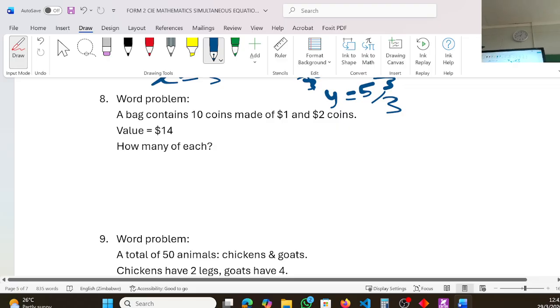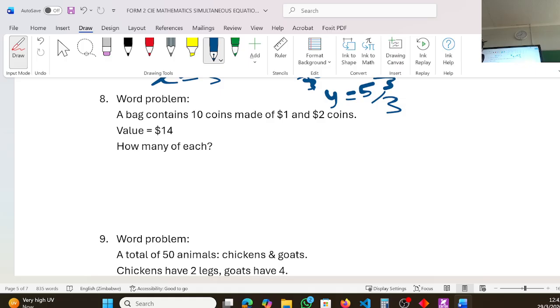Number 8, we need to formulate equations here. A bag contains 10 coins made up of $1 and $2 coins. We don't know how many $1 coins we have, how many $2 coins we have. But what we know is $1 and $2 are not the same. So I can refer to this as x and this as y. But what we are told is if we add all of them, they give us 10 coins. But we are told if we combine their values, it gives us 14.